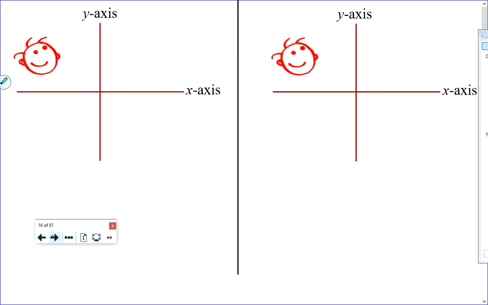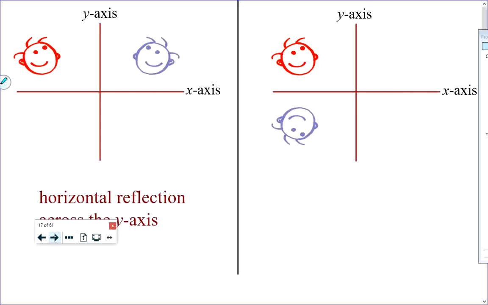We're dealing usually with functions, and this happy face is not a function, but it's a picture, okay? It's not a function because it will fail the vertical line test. If I take that red face and I flip it over on the other side into quadrant 1, I've horizontally reflected it, and it is across the y-axis. So we're starting to get into where students make a mistake. A horizontal reflection is across a vertical line, the vertical axis.